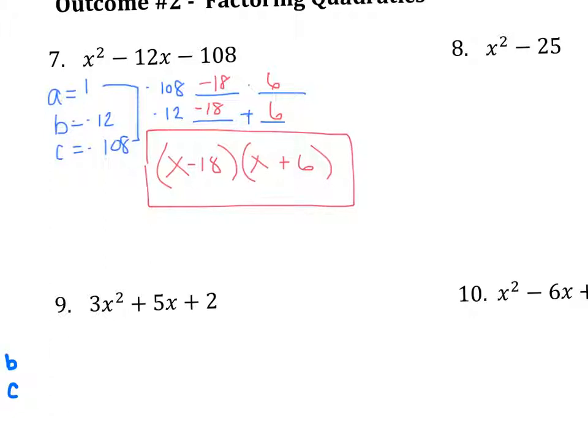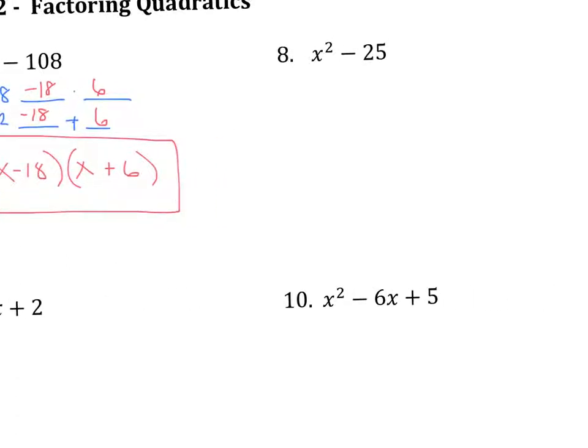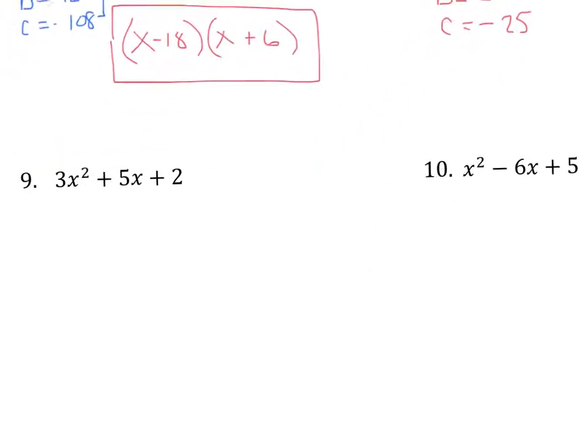Okay. In some cases, like in number 8, your B is missing. When your B is missing, when you do A, B, and C, since you have to have an A, B, and a C, your A is 1, your C is negative 25. Since there is no X, your B would just be 0. And you move on from there.